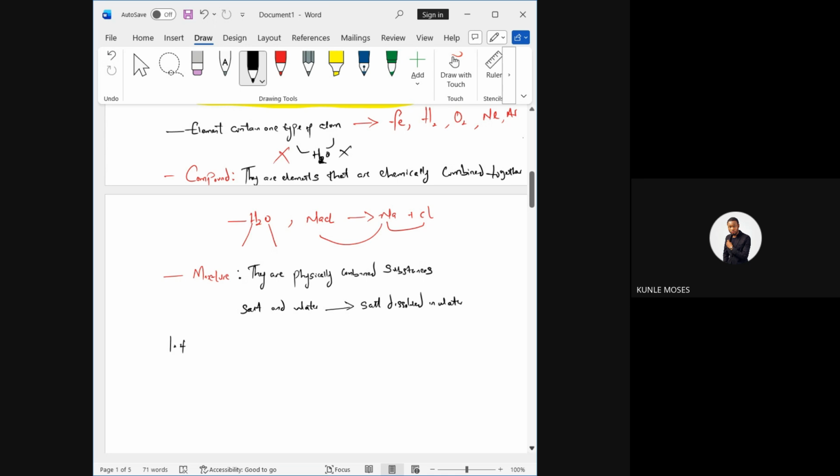So anytime you see elements that are chemically combined together, they are referred to as a compound. For example, if you mix magnesium with chlorine, it will give you MgCl2. MgCl2 is an example of a compound. If you mix sodium with water, it will give you sodium hydroxide and hydrogen. Sodium hydroxide is an example of a compound.